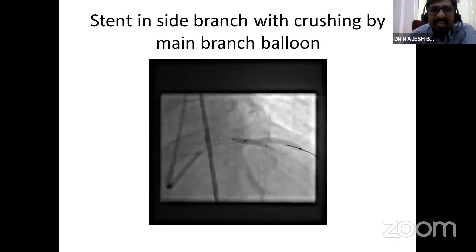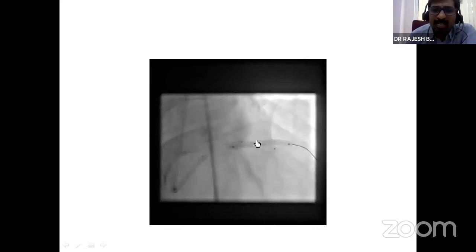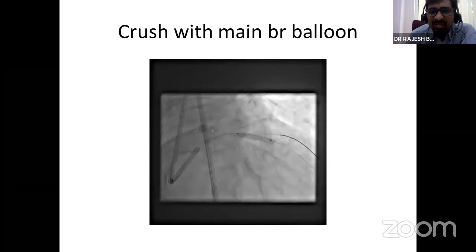The stent in the side branch was inflated first up to around 6 or 8 atmospheres. After that, we inflated the balloon in the main vessel at almost 4 atmospheres. The next step was we brought the diagonal stent a little proximally, opened up the entire ostium very well. And then we crushed it with the main branch balloon.